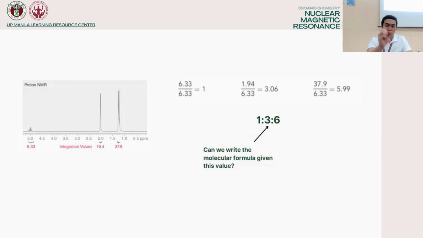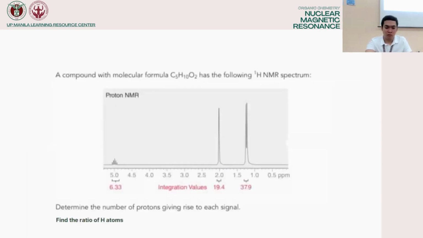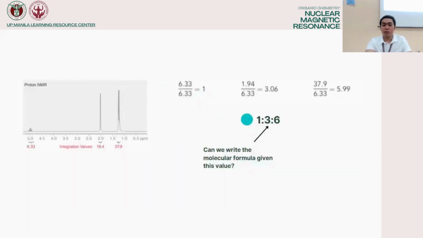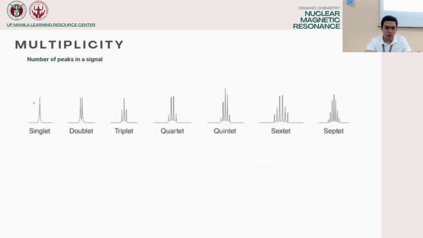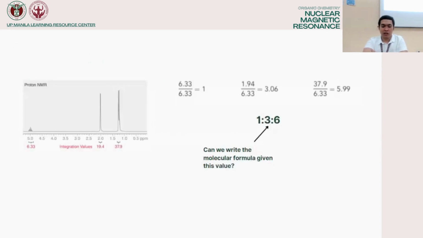So if what is present can no longer be multiplied by 2 or 3, or can no longer be divided by 2 or 3, that's the molecular formula already. So we're lucky to see that the compound, which is C5H10O2, is the empirical and molecular formula. That's why our protons, our integration values, are important. Okay? So last, did you understand integration?